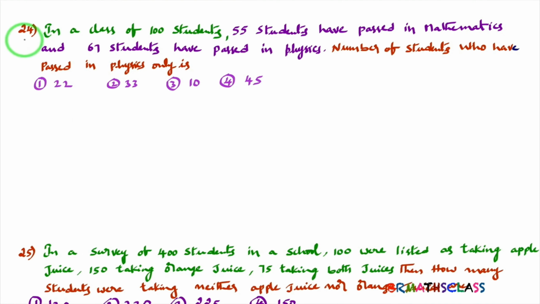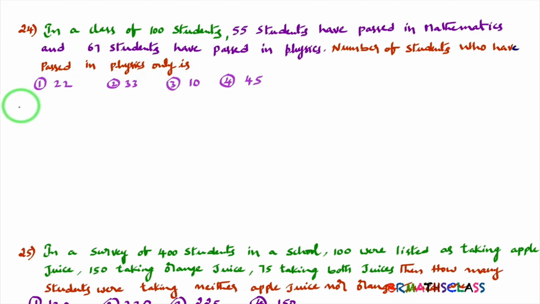Okay, you see question number 24. This question is different and a little difficult compared to earlier problems. First we will try to understand what is the given information and what is to be calculated. In a class of 100 students, if 100 students are present, 55 students have passed in mathematics, 67 students have passed in physics. What are they asking? The number of students who have passed in physics only.